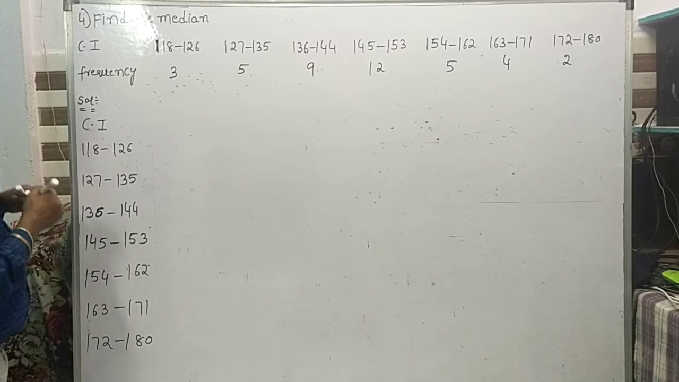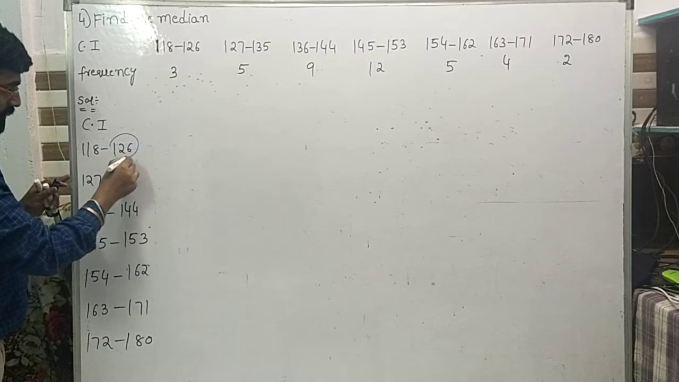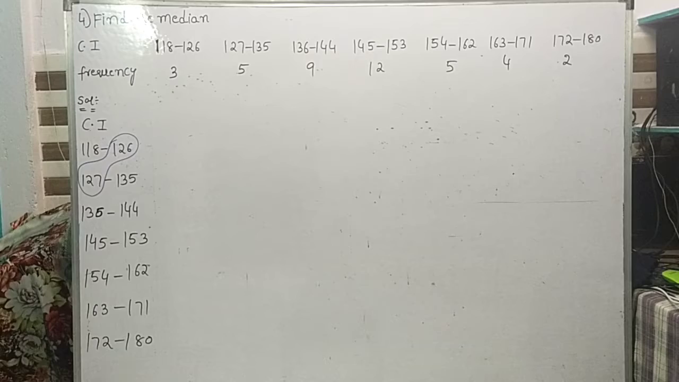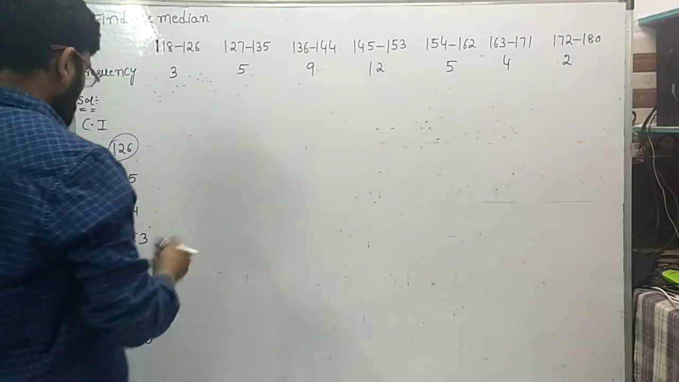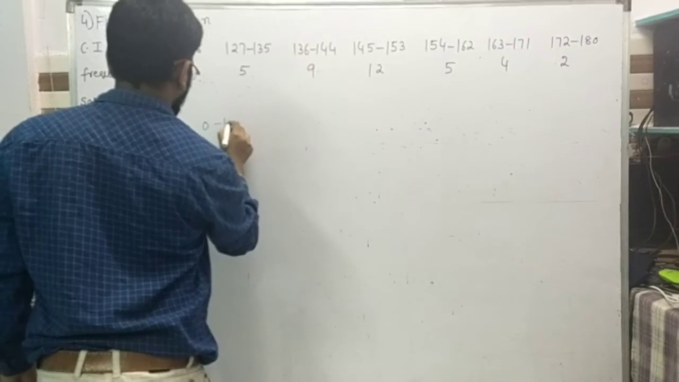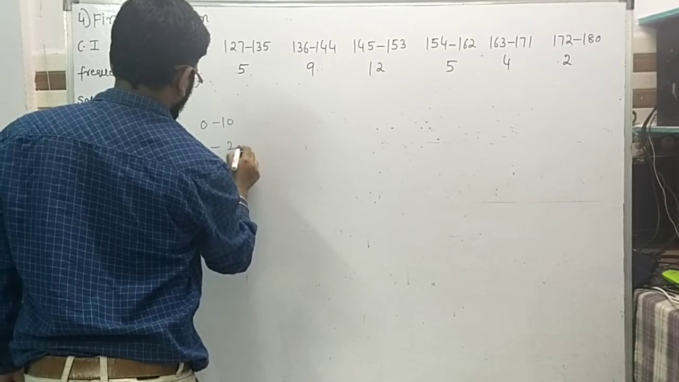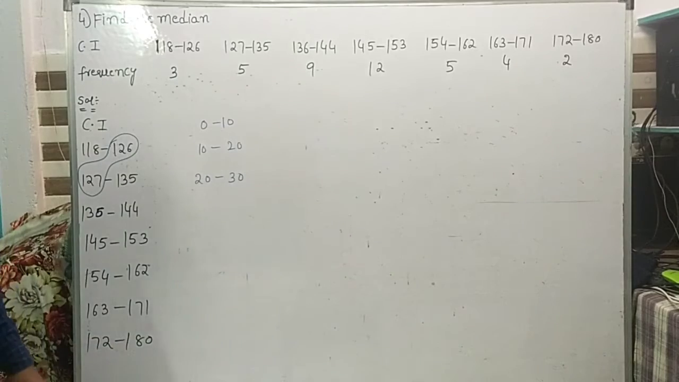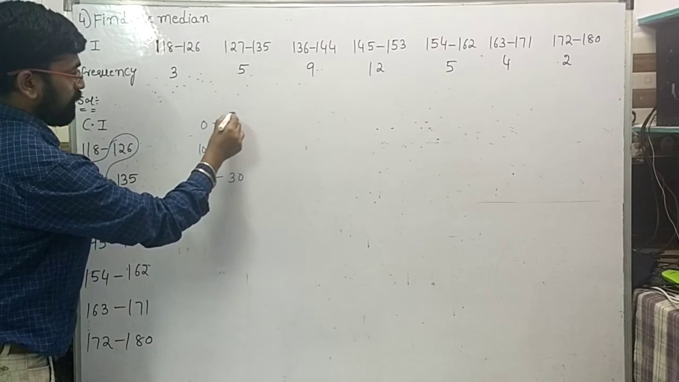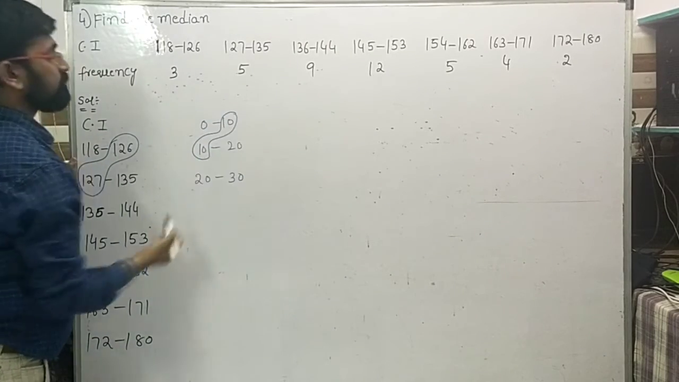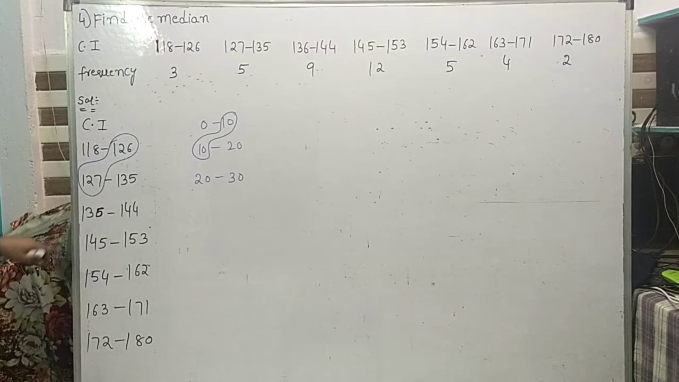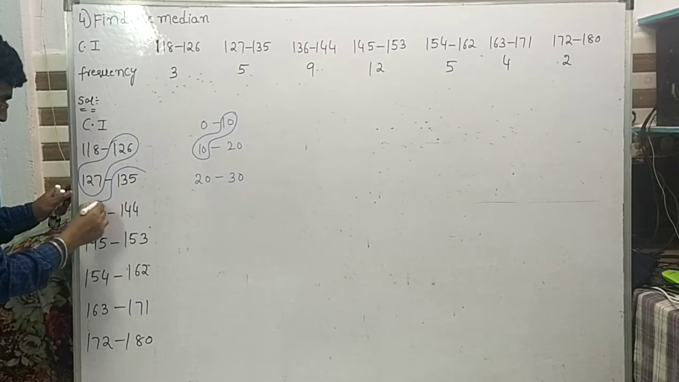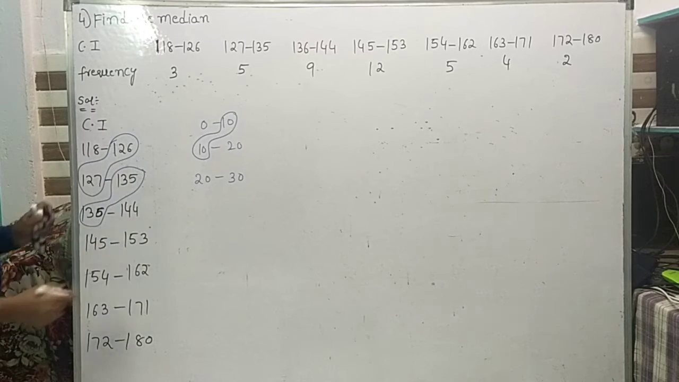You have to check here. Here 126 is there, and here it should also be 126. If you go through the other examples, like 0 to 10, 10 to 20, 20 to 30, and go to the previous problem, in the previous problem this should be equal. But here, are they equal? No. Here 126, 127, here 135, here 136 are not the same.